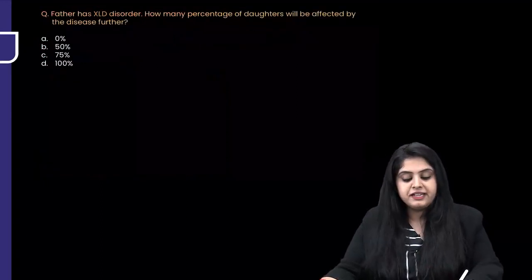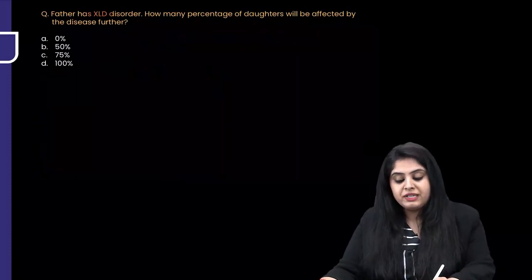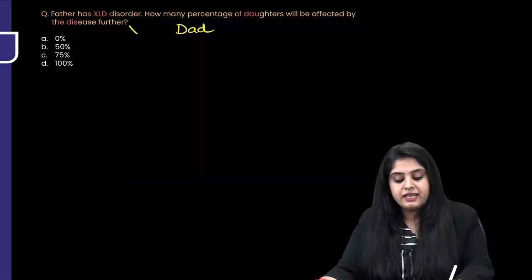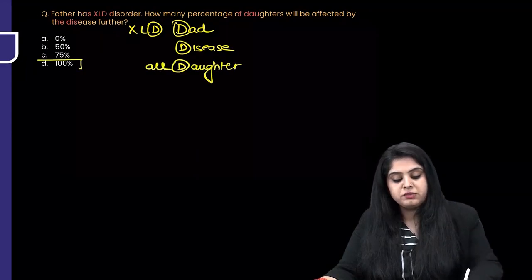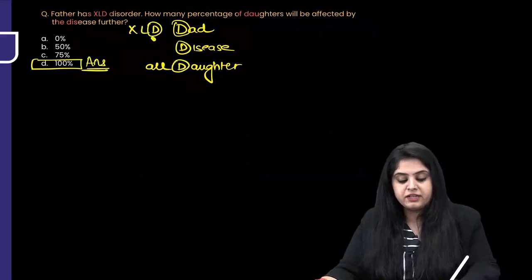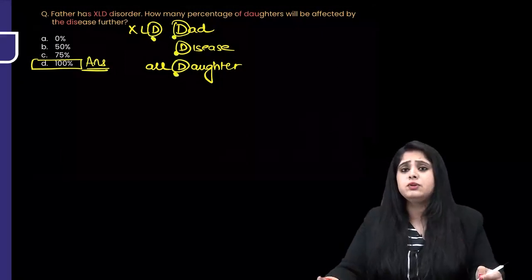Father has an XLD disorder, how many percentage of daughters will be affected by the disease? What did I tell you? The dad in an XLD disorder, the dad will give the disease to how many daughters? To all the daughters. So batao, the dad will give the disease to all the daughters means what percentage of daughters are going to get the disease? Common sense. XLD, X chromosome from dad will go to all the daughters.